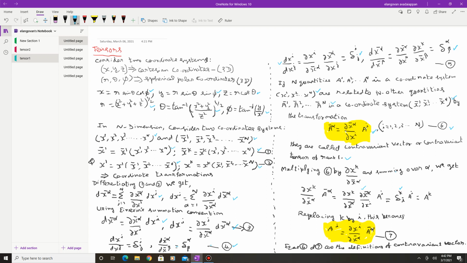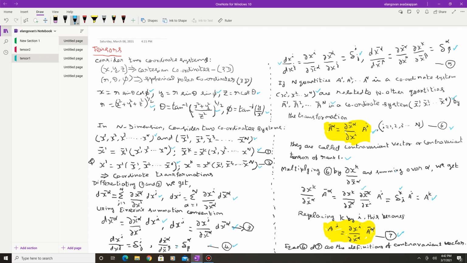Now if you multiply by ai, only when k is equal to i is there a non-vanishing value, so i may be replaced by k. So this is another expression. For convenience, the k may be replaced by i. So just replace k by i, and you will get ai equal to partial dxi divided by partial dx alpha bar into a alpha bar. So this is equation 7.